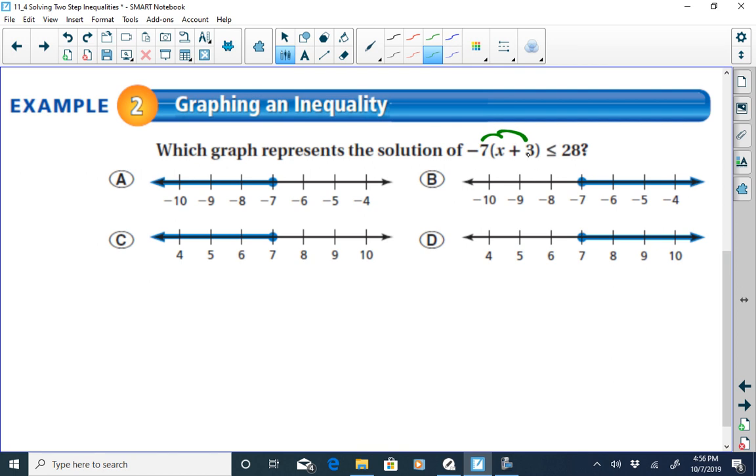So I see the distributive property. I'm going to do that first. Negative 7 times x is going to be negative 7x. Negative 7 times positive 3, that's going to be negative 21. Right? That's less than or equal to 28.